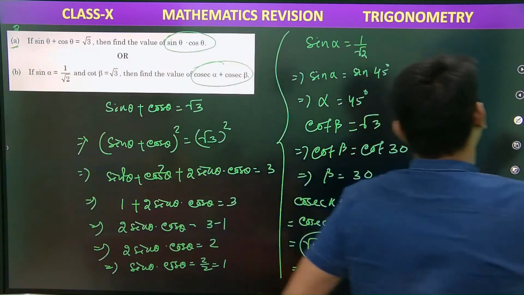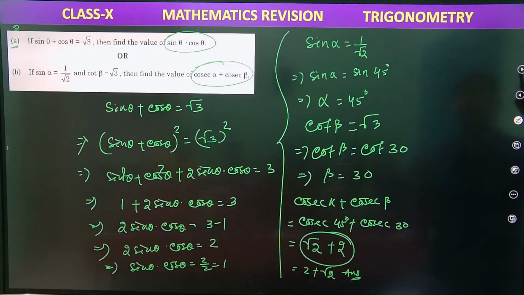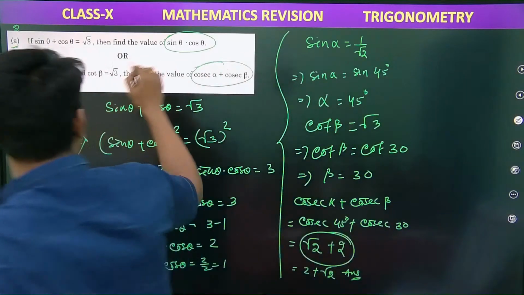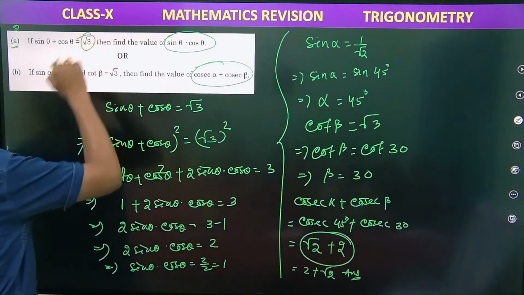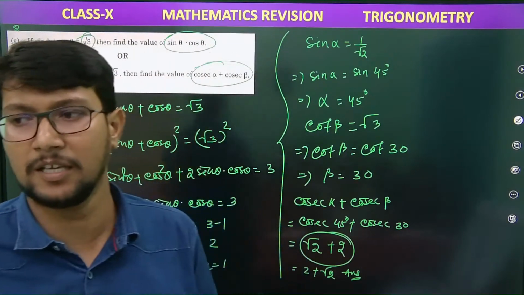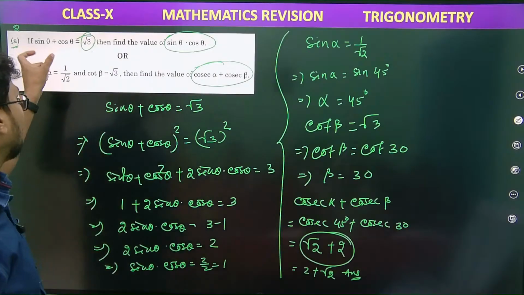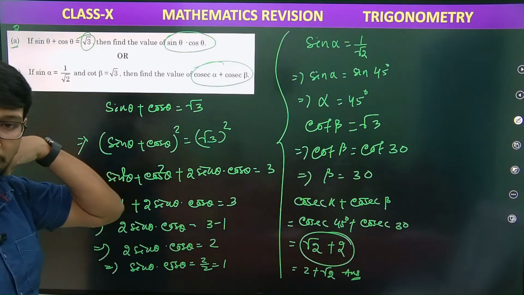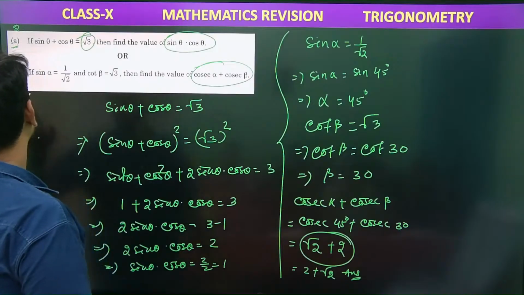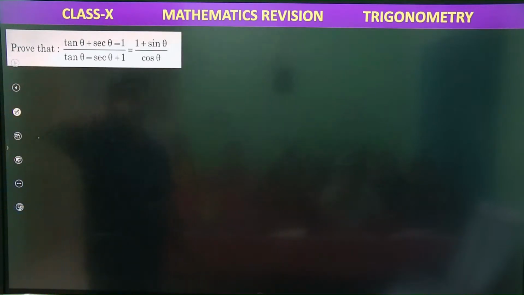Okay, next question. Moving to the next question. Solved. Understood? Whenever this type of question comes with root 2, root 3, root 5, anything on the RHS part, you have to try squaring first. Okay? Then you'll get the value easily. Okay, everyone? Next question.